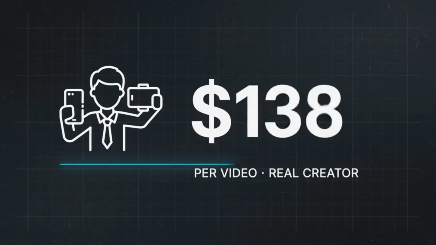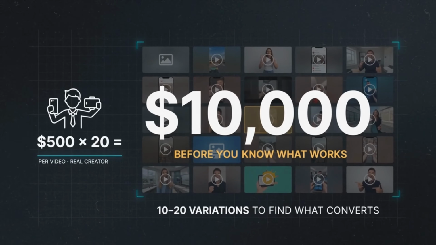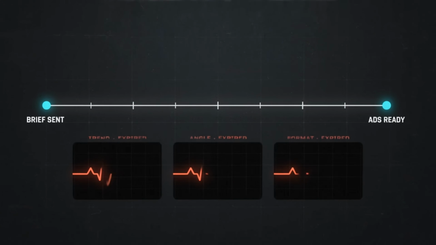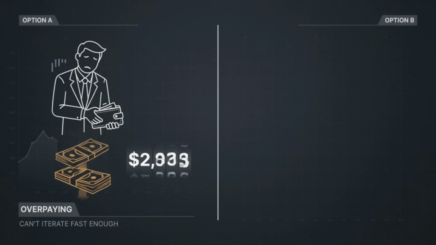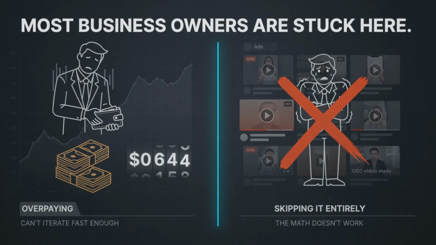The problem with UGC is that it's broken for most businesses. Real creators charge up to $500 per video, and you need 10 to 20 variations to properly test a hook. And that's up to $10,000 before you know what works and what doesn't. And on top of that, you wait 5 to 7 days per batch. By the time your ads are ready, an angle, the trend, or format may already be dead. Most business owners are either overpaying for UGC and can't iterate fast enough, or skipping it entirely because the math doesn't work. So I ran an experiment.